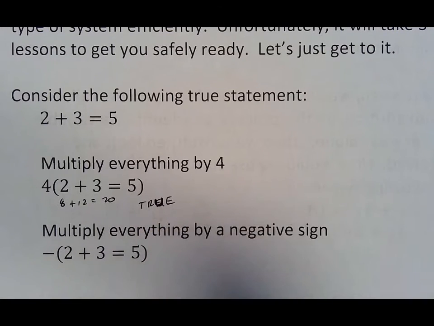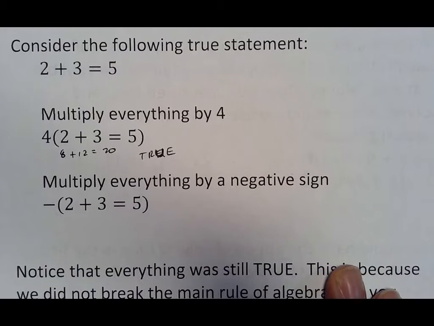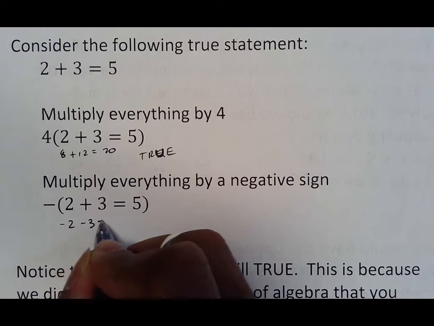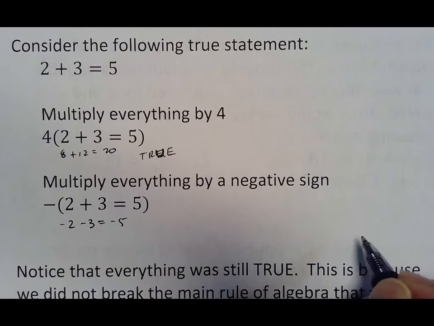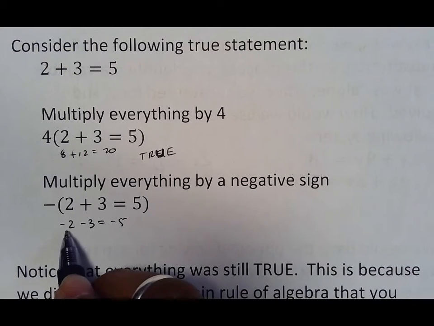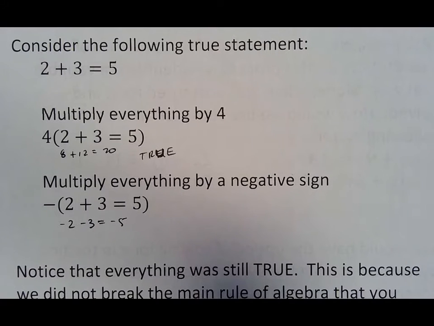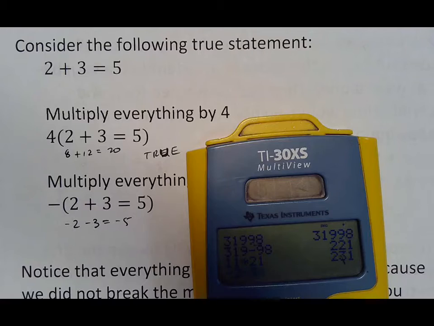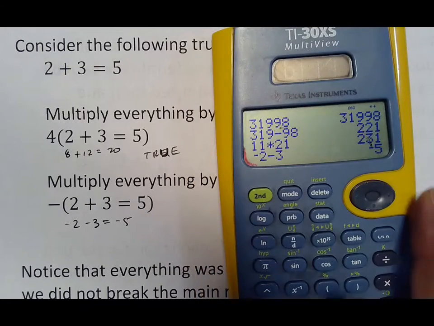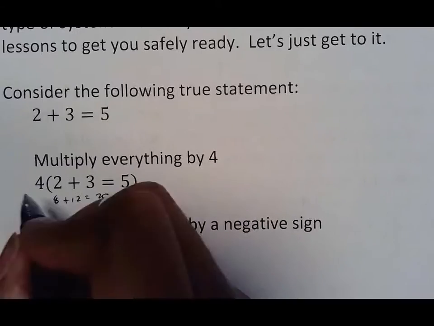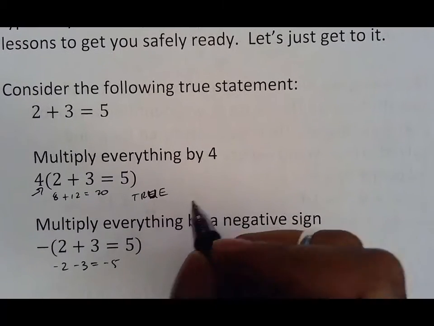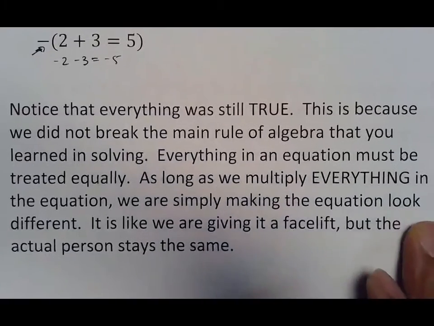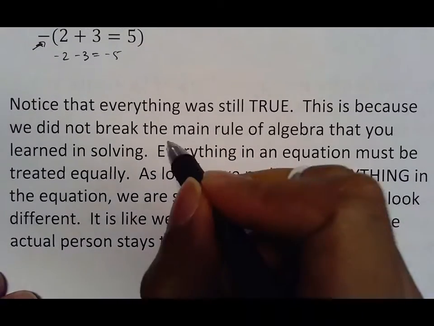Sorry, I can't spell sometimes. If we multiplied by a negative sign, that means switch everything. That means this would become negative 2 minus 3 equals negative 5. Is that true? Negative 2 plus negative 3 is negative 5, and for those of you who did not learn your integers, I will prove it using a calculator. Negative 2 minus 3 is negative 5. So this did not change it from being true, and this did not change it from being true. Everything was still true, and that is because we did not break the main rule of algebra.